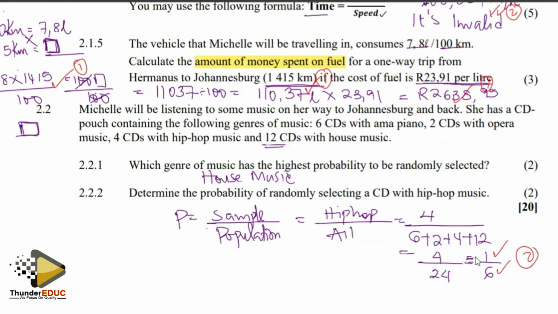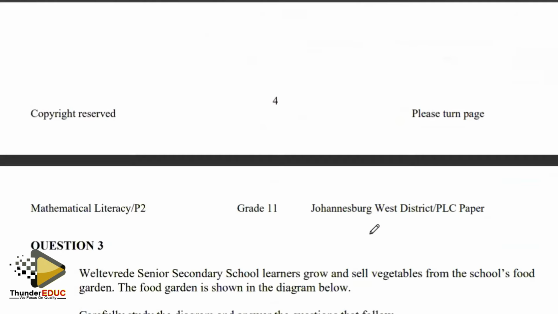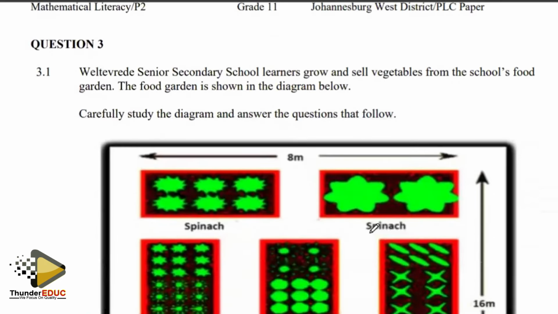That marks the end of question number 2. Let's look at question number 3.